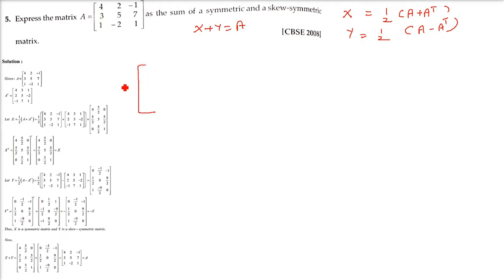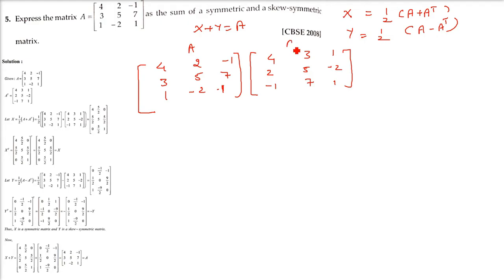I'm taking A transpose now. This is the actual matrix, and then we have to do the transpose. So this is the actual matrix I'm writing, and with this only we're going to write the transpose. So the row will become column. This will be 4, 2 and minus 1, 3, 5, 7, 1 minus 2 and 1. Okay, so this is your A, this is your A transpose. We have to add them, means corresponding members we have to add.